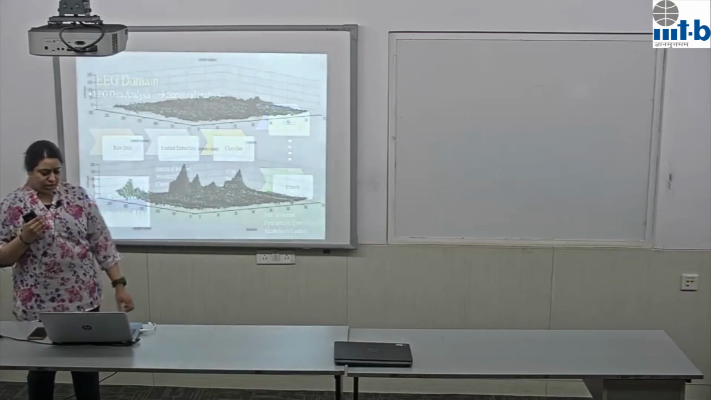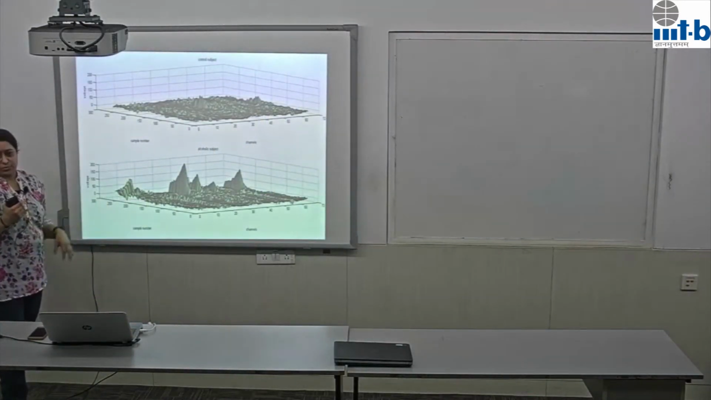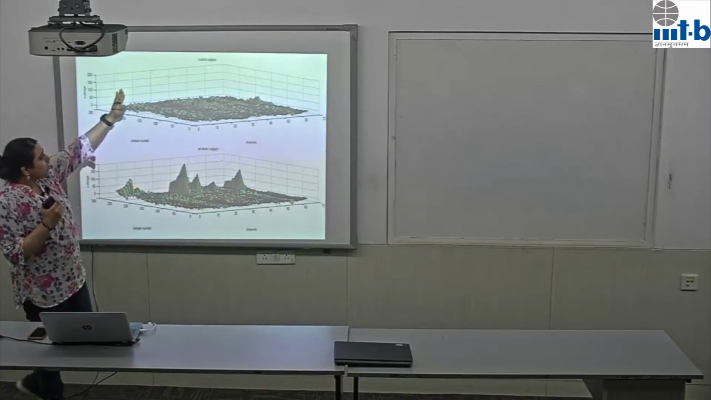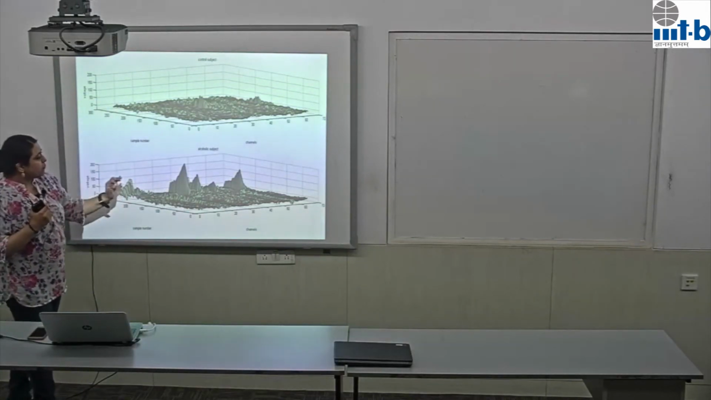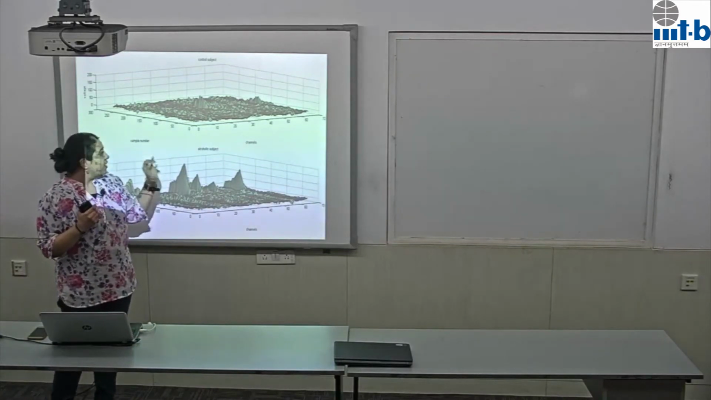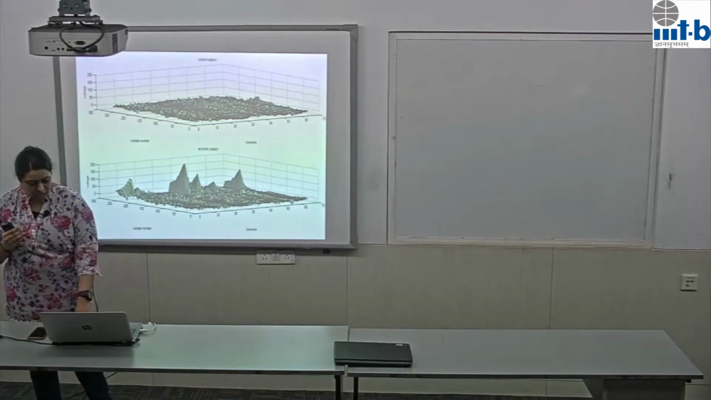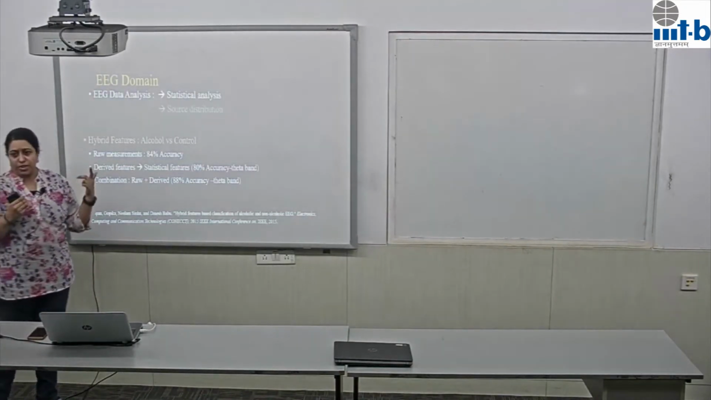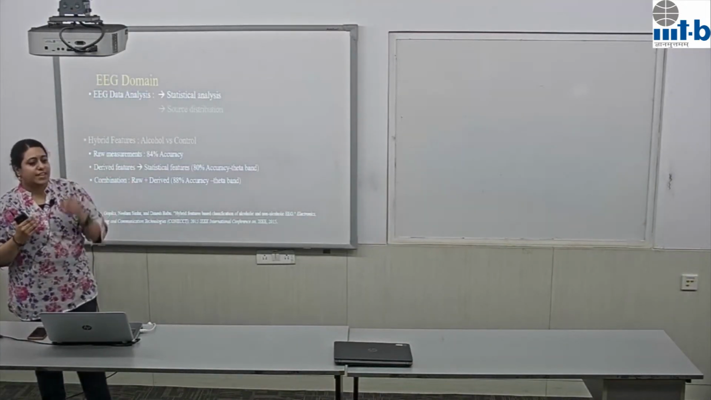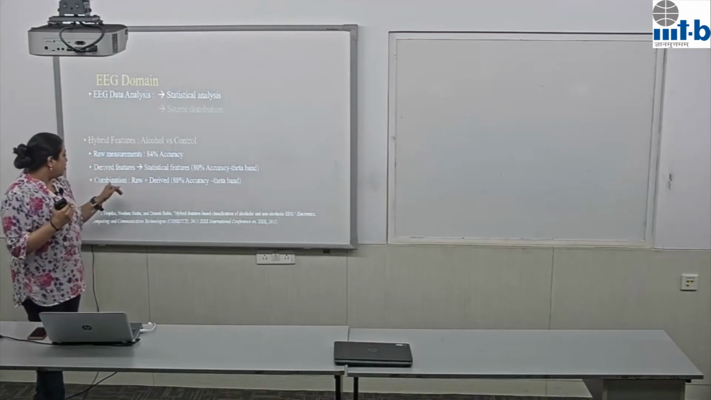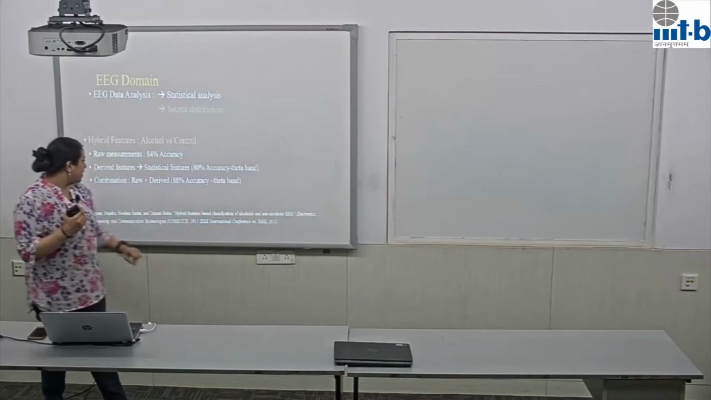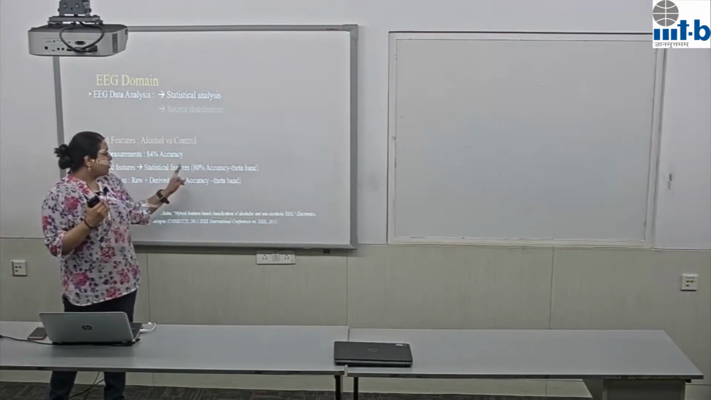The first one is alcoholic subjects. This is the control subject and this is the alcoholic subject. Here you can clearly see there are some subtle differences between the two types of EEG. We have used hybrid features, that is we combined the raw measurements along with some statistical features, and we were able to obtain an accuracy of 88%. Here the statistical features were mainly from the theta band.